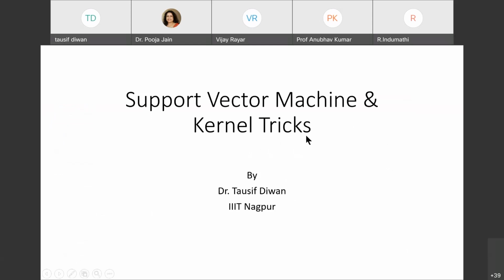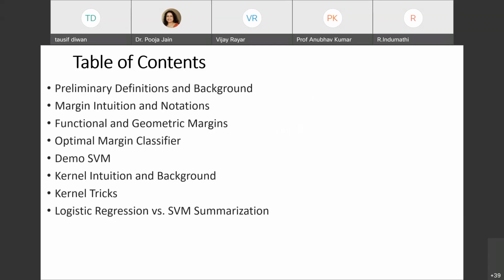Good afternoon all. Today we are going to discuss the support vector machine and the kernel tricks. This will be the content of today's presentation. First of all, we are going to cover some preliminary definitions, like what is SVM, what we mean by hyperplanes, and what is a decision boundary. Then we will see the intuition of the margin and the various notation that we will be using for defining the functional and geometric margin that we are going to cover next. After that, we will see the optimal margin classifier and its objective function.